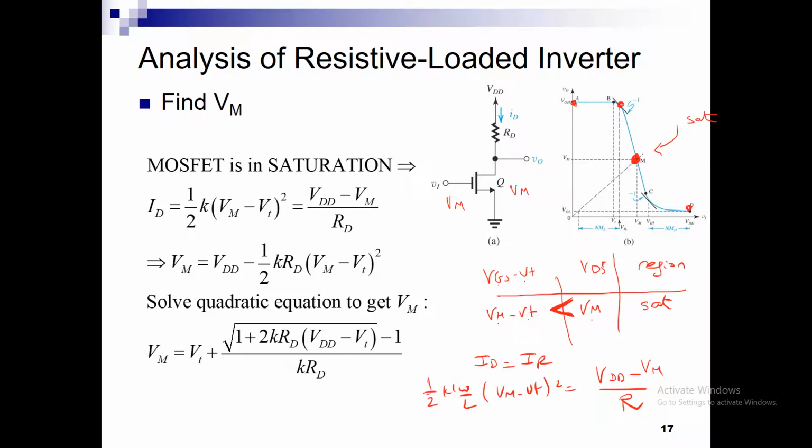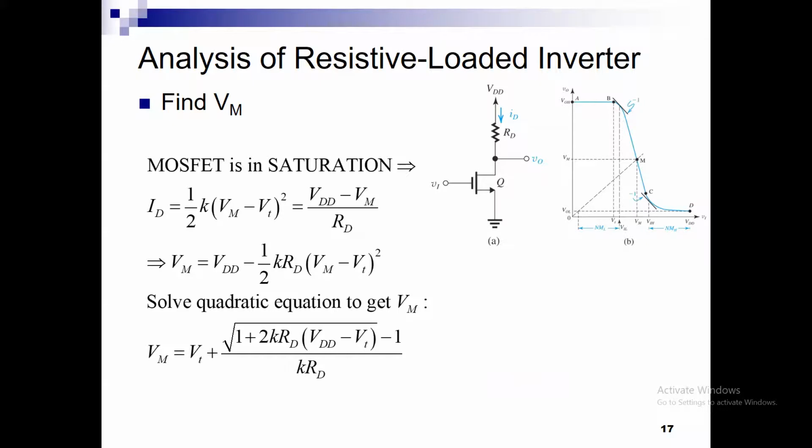It's a quadratic in Vm, and we will end up with a solution for Vm that depends on K, R, VDD, and Vt. Of course we'll have two solutions, but we will pick the one that is greater than Vt. Okay, great.